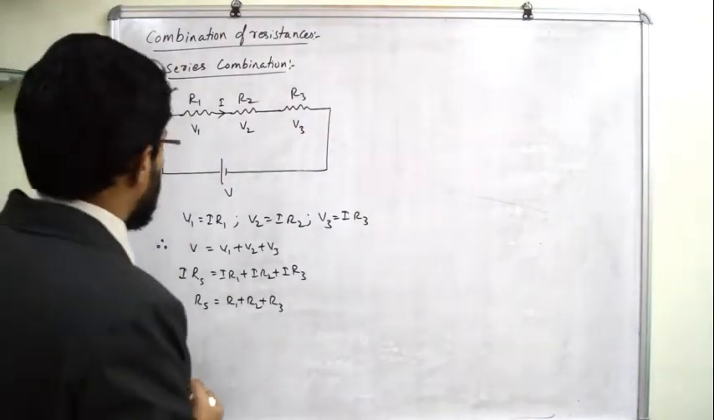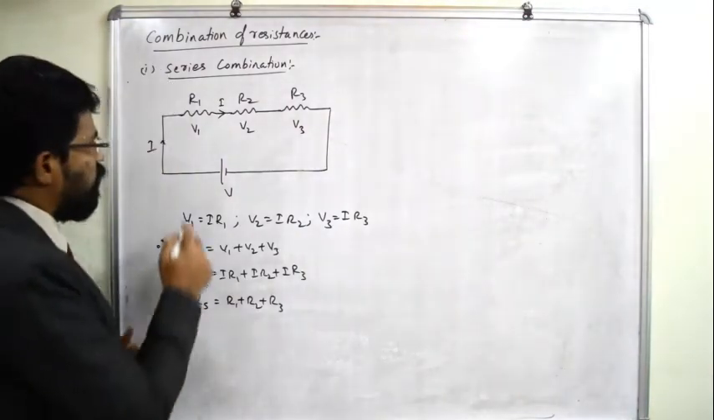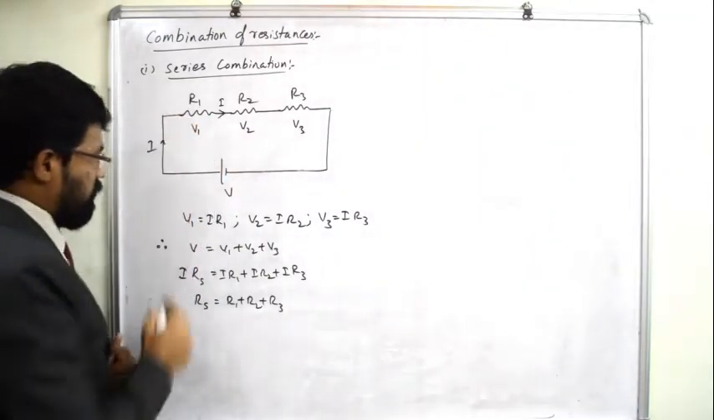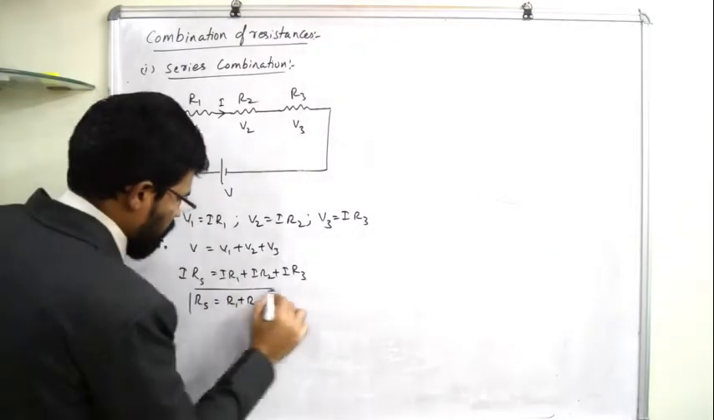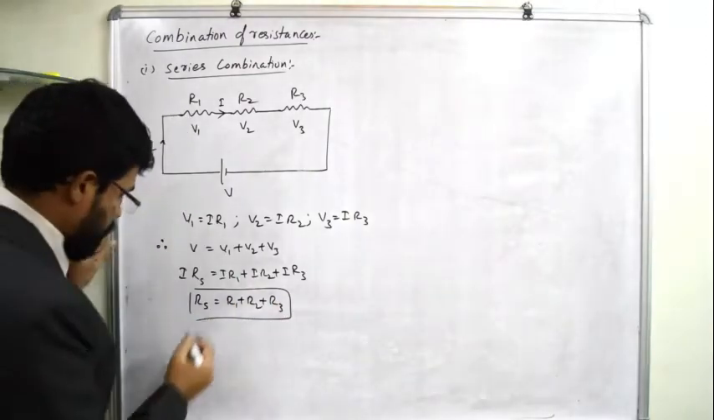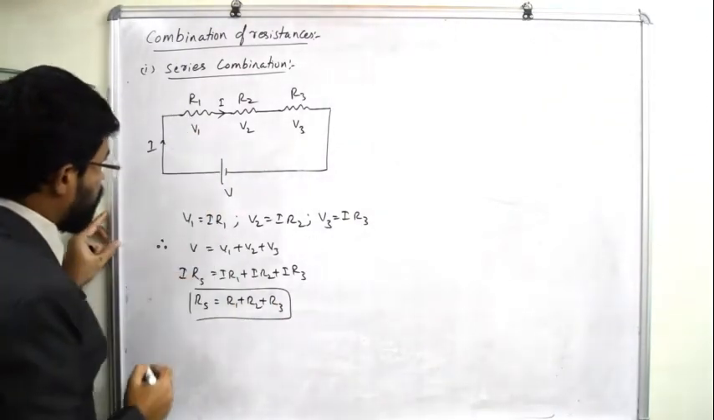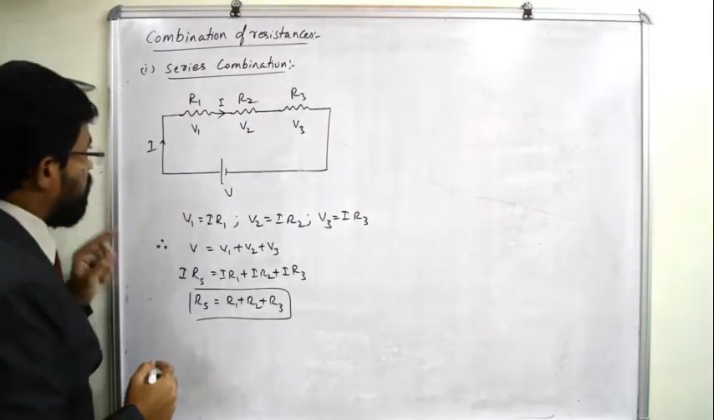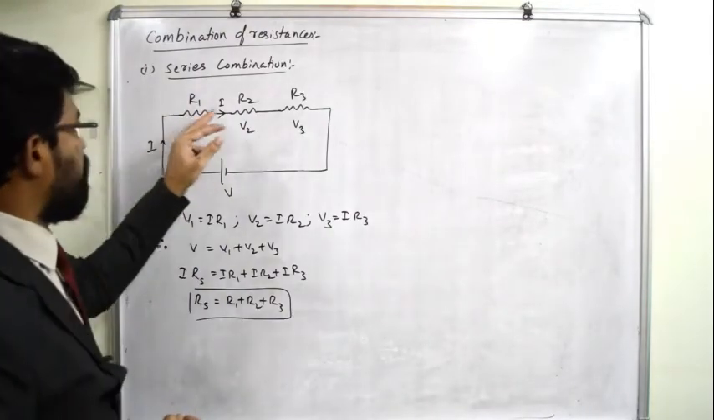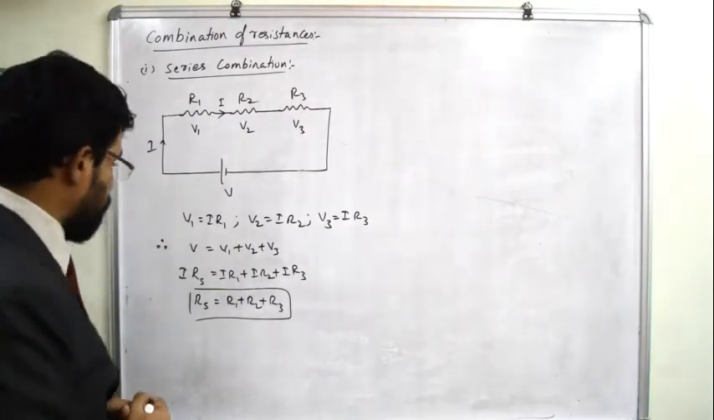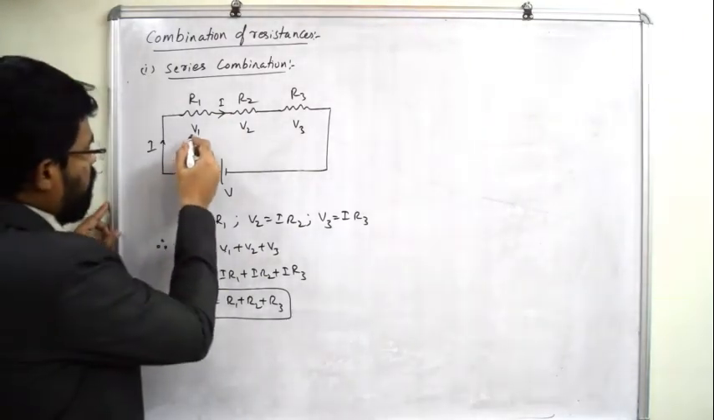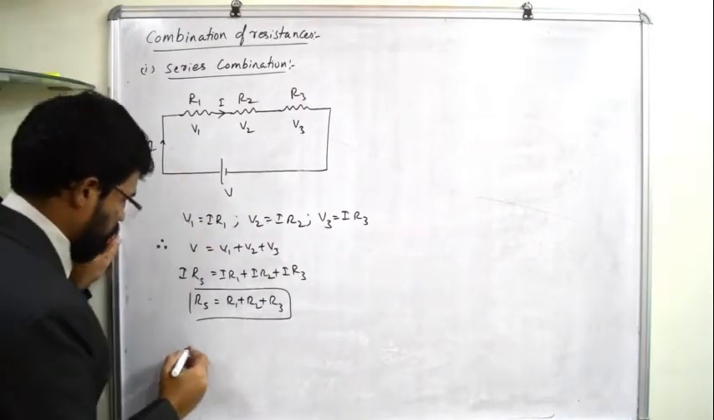I'll discuss a few other points connected with this one. For example, if I wanted to find out the potential drop across the first resistance V1, how can it be done? The first conclusion was the effective resistance. The next one, let me find out the potential drop across V1. Here the known values are R1, R2, R3, I, V, isn't it? The rest of the things are not known to us. So let us find out V1 in terms of known quantities.